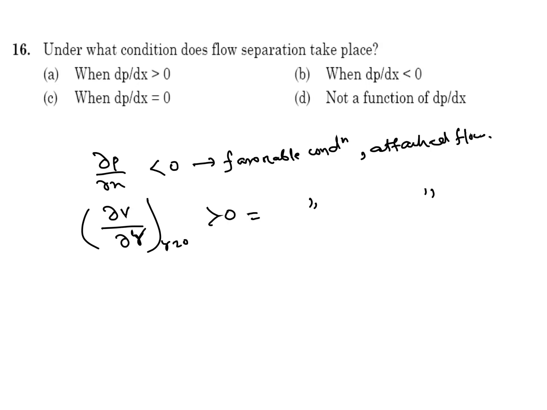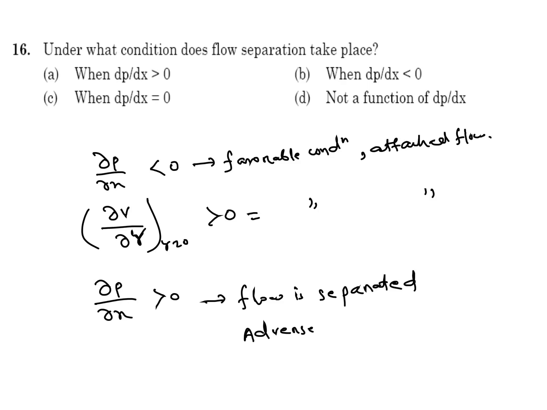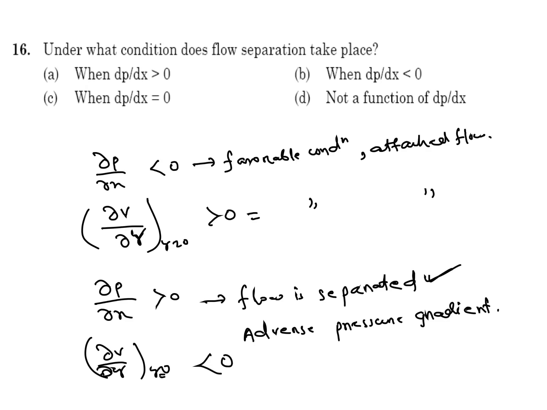And dp by dx greater than 0, this is where the flow is separated. Adverse pressure gradient. So from the options for flow separation, dV by dy at y equal to 0 is less than 0. For the same condition, flow is separated with adverse pressure gradient. So dp by dx is greater than 0. A is the answer.